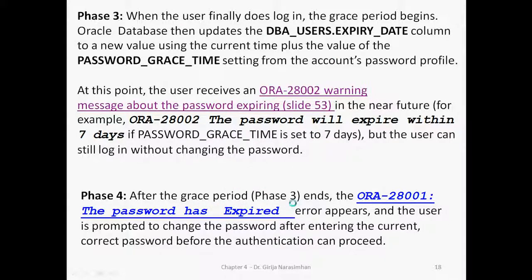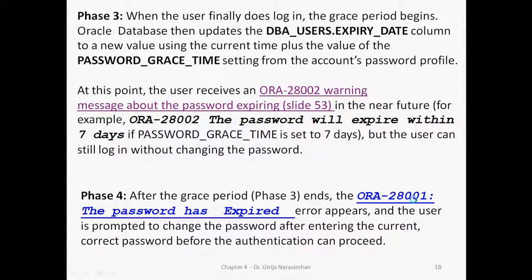Phase 4 is after the grace period ends. For example, my password lifetime is 6 days and the grace period is 2 days. On the 4th day, because it is 2 days before, it will still give 2 more days to change the password. After the 5th day, still 1 more day to change the password. That way the password will expire. The grace time status will come here, and maybe it ends. The 6th day is over.